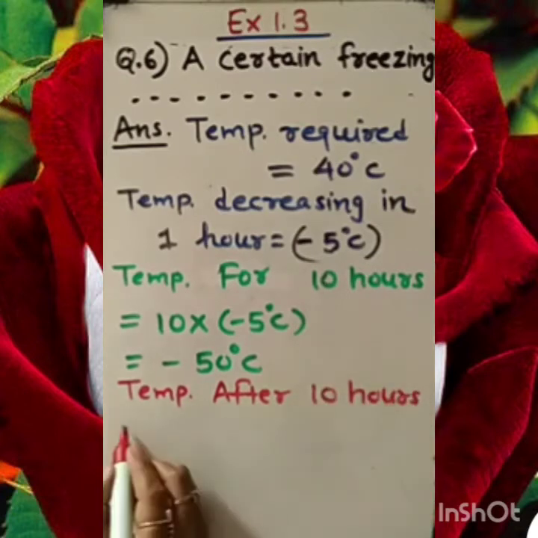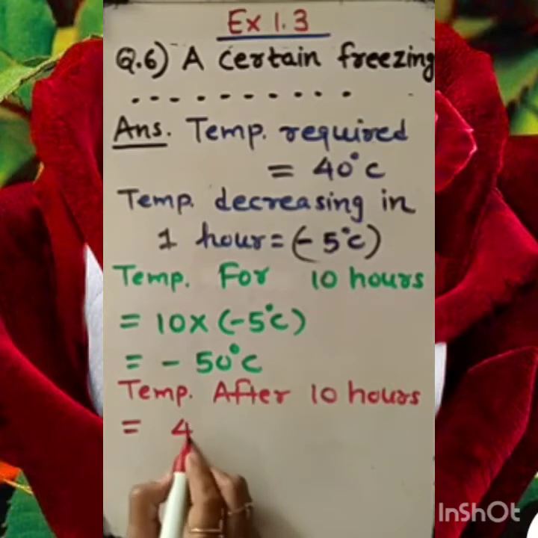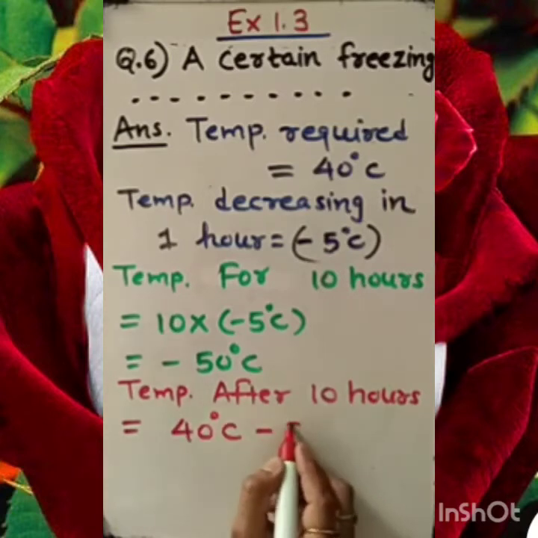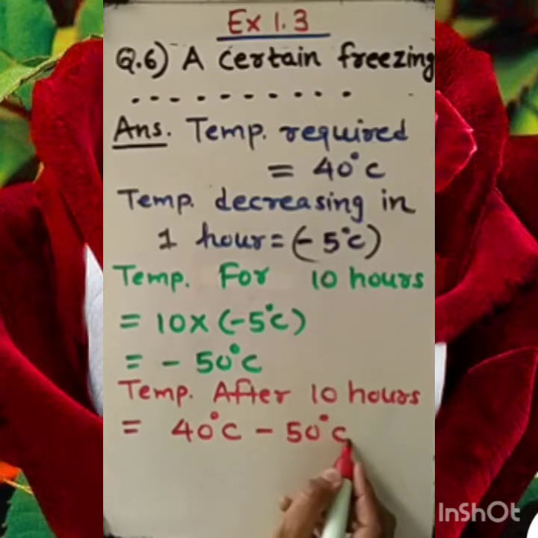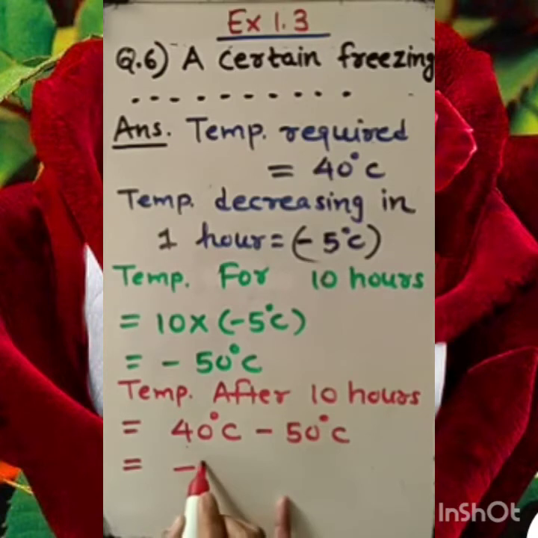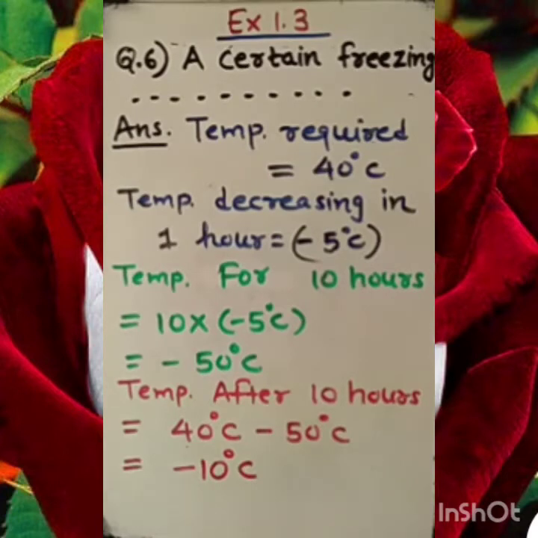Now what will it be? As we know, it was 40 degrees Celsius. Now here minus 50 degrees Celsius, that is for 10 hours. This much is the temperature. So finally, if we simplify 40 minus 50, the answer will be minus 10 degrees Celsius. So this is the answer: the temperature after 10 hours will be minus 10 degrees Celsius.